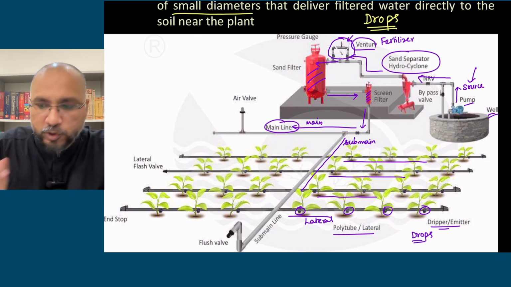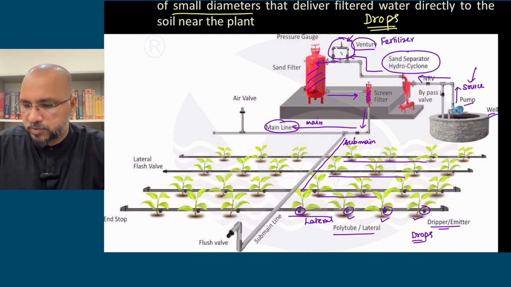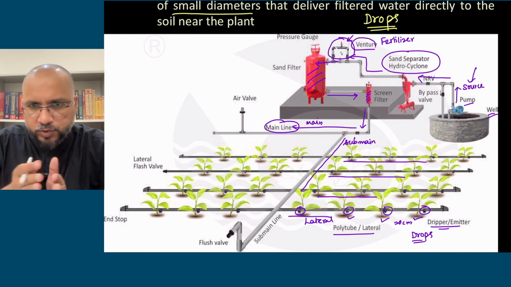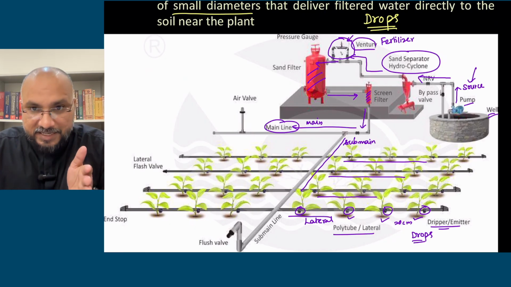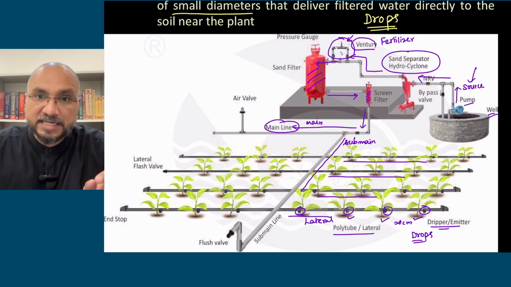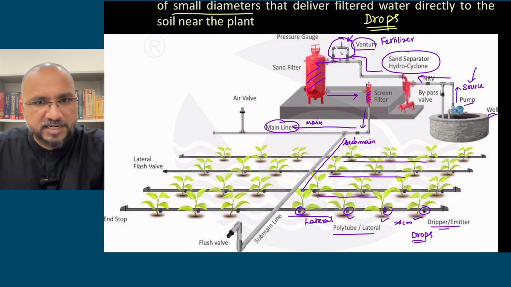So it depends upon the crop. Plant to plant spacing, it can be 20 centimeters or 30 centimeters, whatever it is. So you will use standard spacing for a particular crop. Whatever the plant to plant distance is, you have to purchase the laterals where emitters are at that particular distance. If you change the crop, you will have to change the laterals because emitters are fixed.